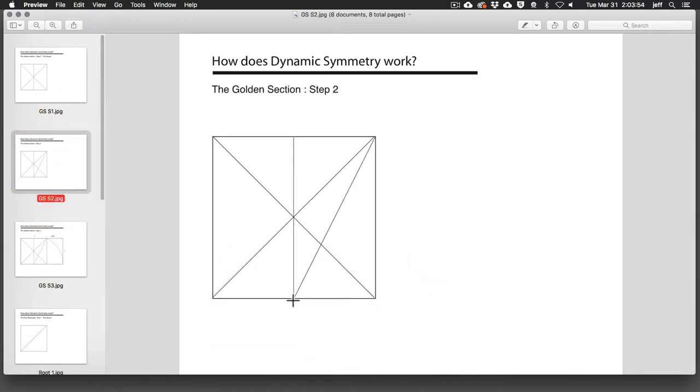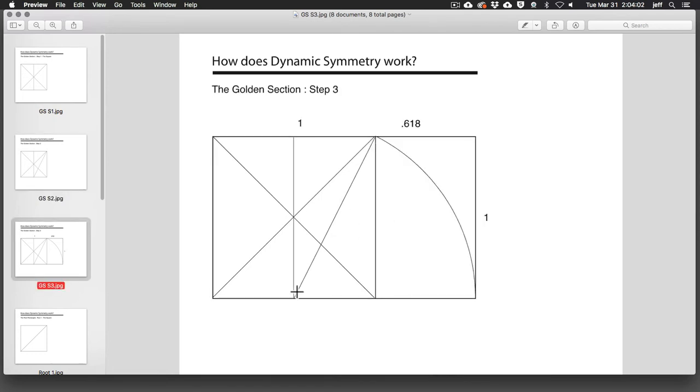You then draw a diagonal to the half, so from the halfway mark to the corner. Then you take that diagonal and you rotate it down till it hits the horizontal. And that shape is the ratio of 0.618 of 1, which is your square. And that shape is your golden section, the golden proportion.